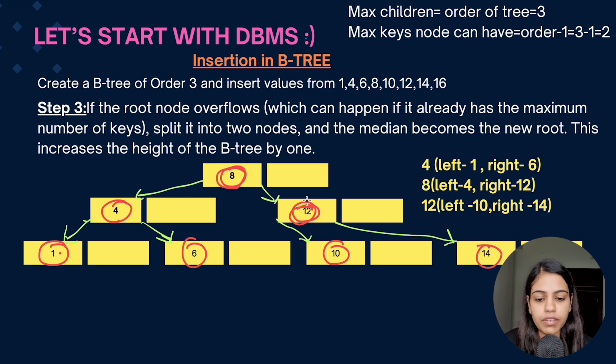Now to the left of 8 we have 4, to the right of 8 we have 12, to the left of 4 we have 1, to the right of 4 we have 6, to the left of 12 we have 10, and to the right of 12 we have 14.